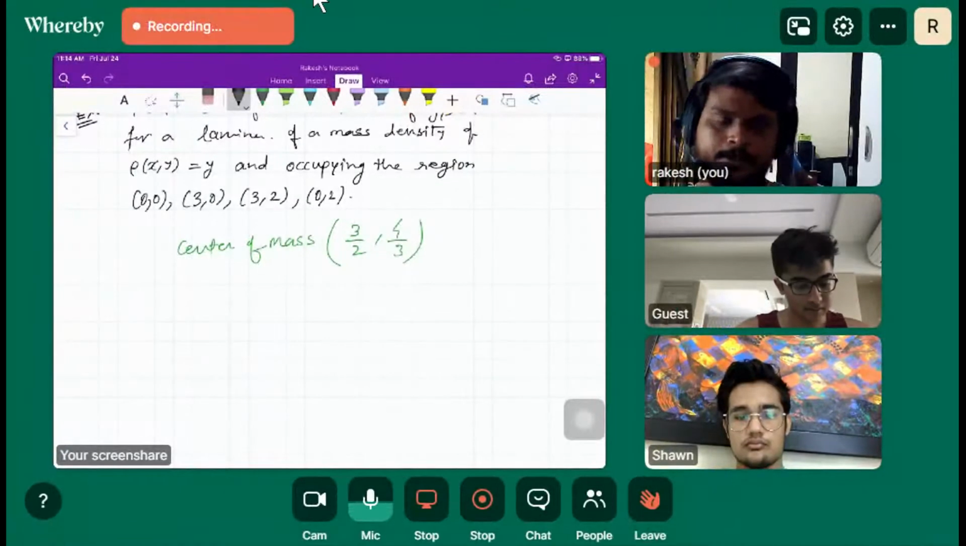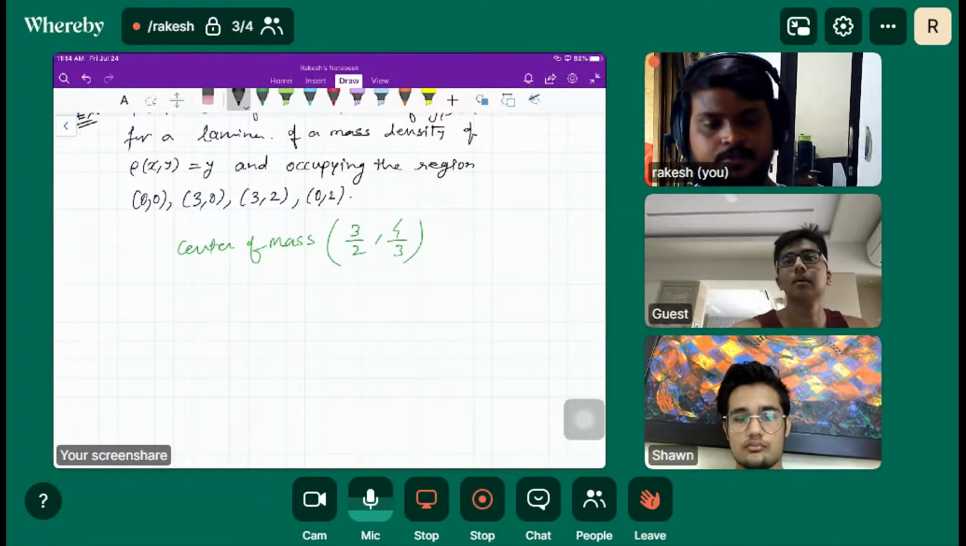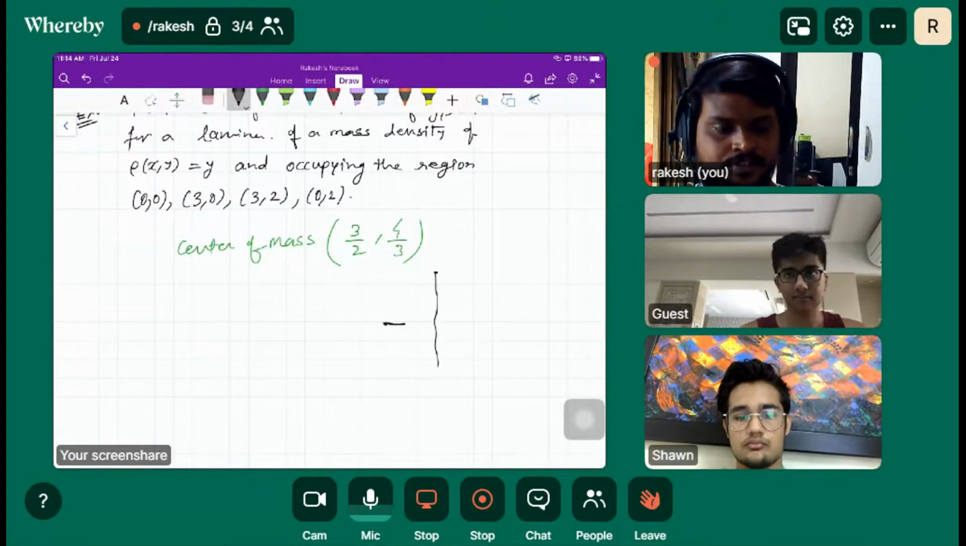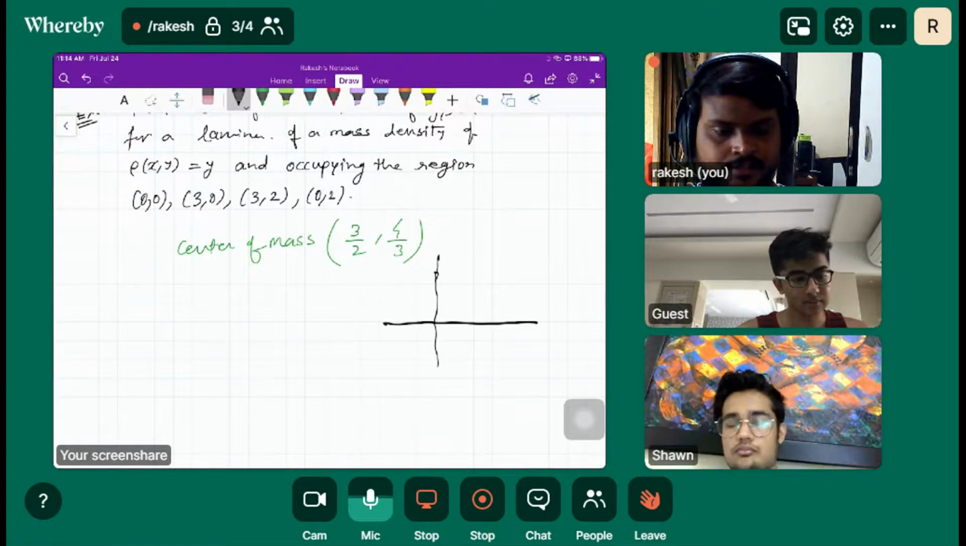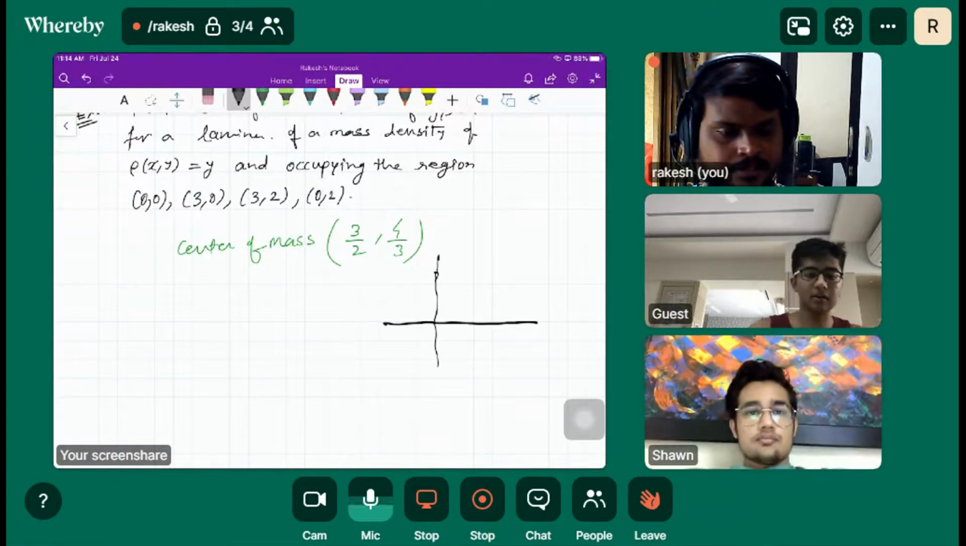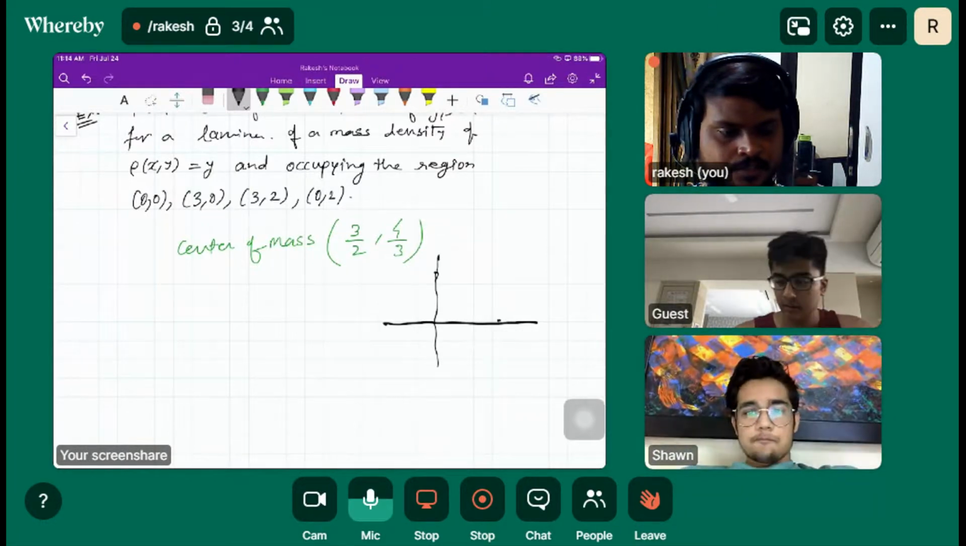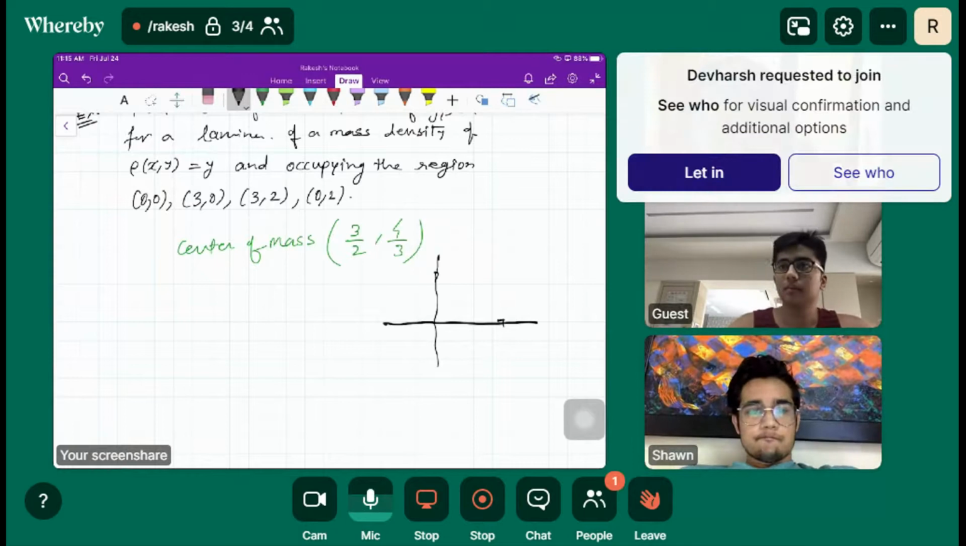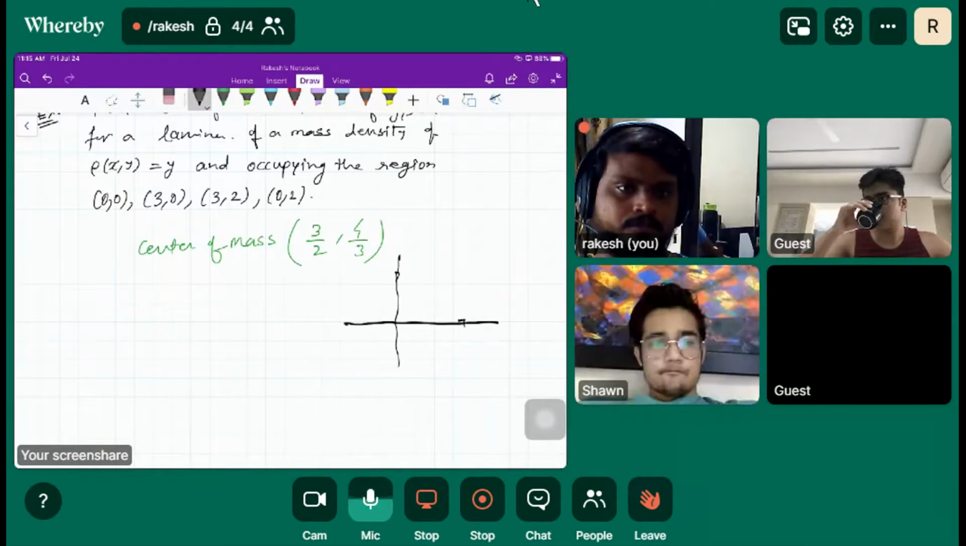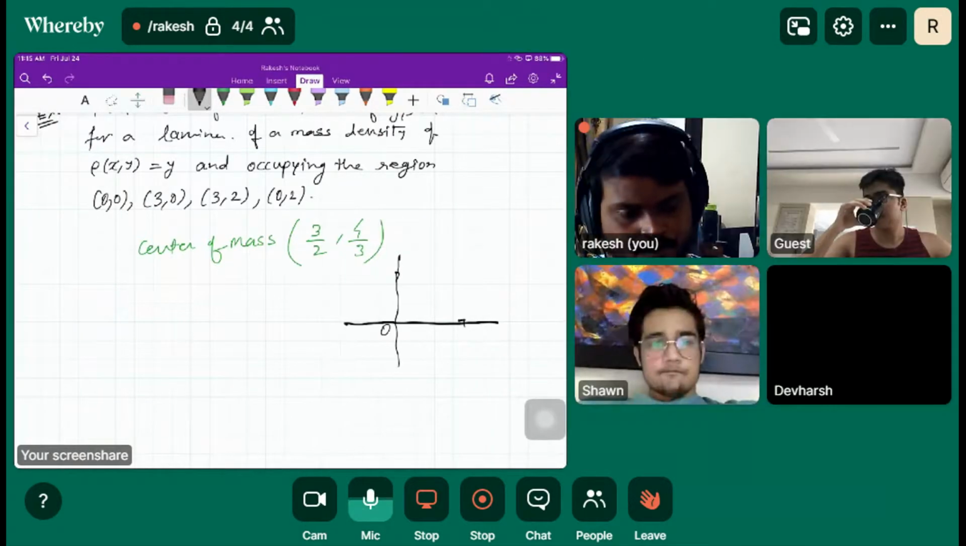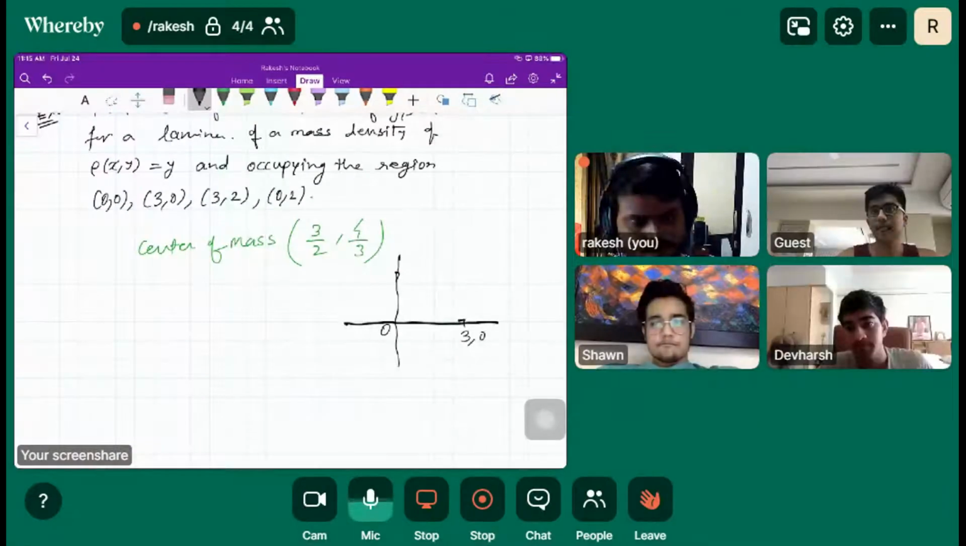Okay, so your region is rectangular, basically. If you draw it, the region is rectangular. Even true, 3 comma 0, like this. Okay, Dev has also entered. 0 0 is the origin. This is 3 comma 0.